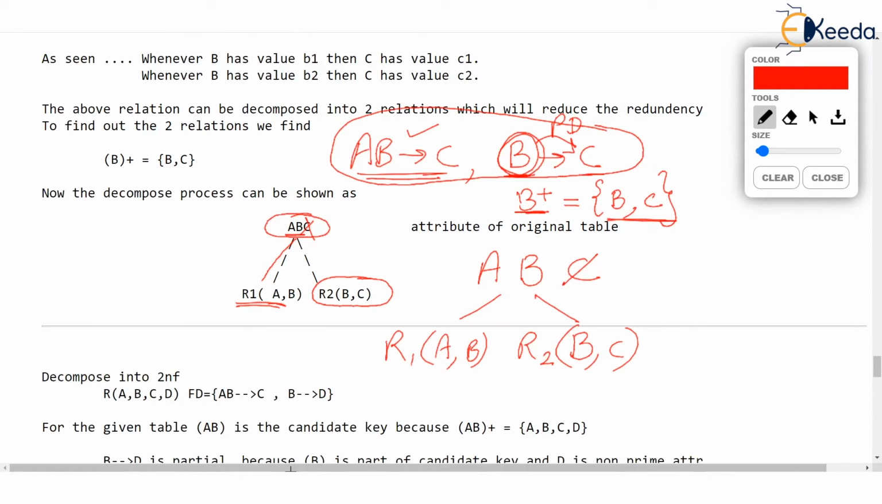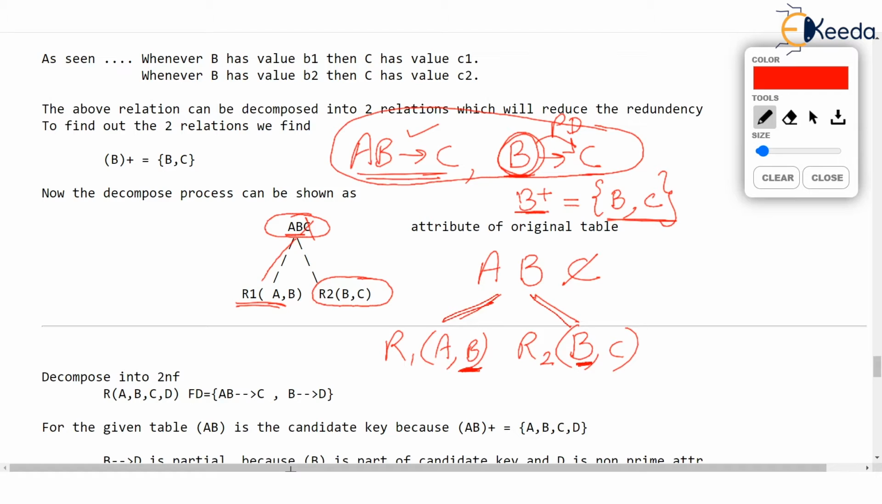Now observe, just observe that these two tables have a common attribute B. Remember lossless, remember we have decomposed this table into two different tables, but the decomposition has to be lossless. So what do you remember? There should be a common attribute. Okay, R1 and R2 have a common attribute, that is B, and that common attribute has to be, remember, a candidate key in one of the tables.